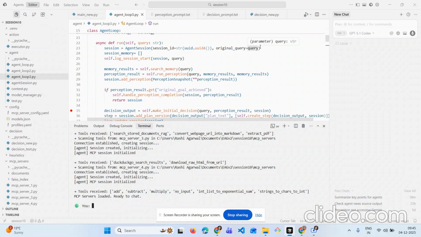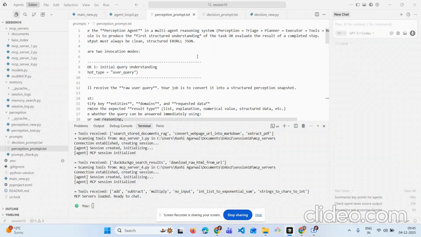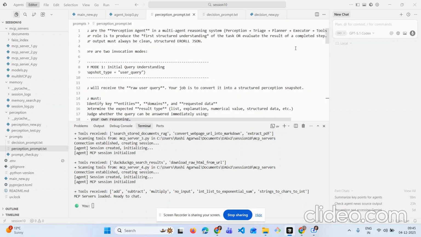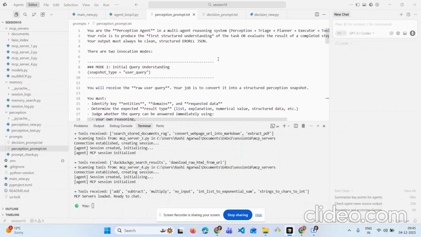Then next is our perception agent, which is handling the initial query. It is powered by this perception prompt, where in the beginning only we are injecting to the system that this is a part of a multi-agent reasoning system. Its output will be handled by the downstream tasks like triaging, planning, executing, so that it knows that whatever it outputs will be used by the other agents.